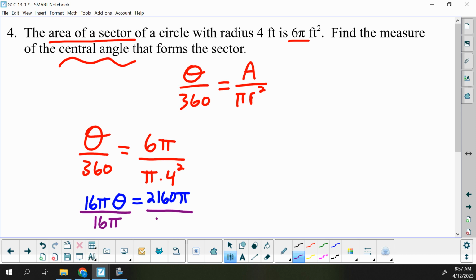So we'll divide the 16 pi out of there because opposite of multiplying is dividing. And we'll end up with theta equals, the pi's divide each other out. And so we just got to do the 2160 divided by 16. And we should get 135. And it's an angle, so that's degrees. Again, if you wanted, in the beginning here, you could have divided the pi's out right there, and then done the cross multiplying without the pi's. You'd end up with the same thing.